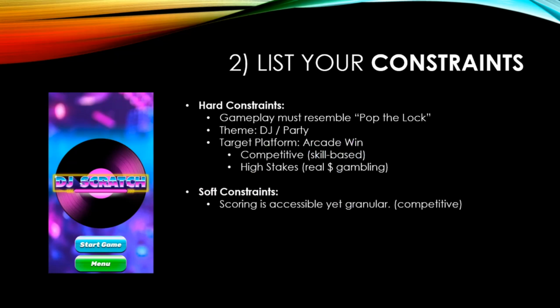Soft constraints. So I actually derive soft constraints from the fact that this is an Arcade Win app. And these are things that I thought were necessary to make this game fun in this context. Scoring should be accessible yet granular because it's competitive, right? You want the players to understand how scoring works, but also have some depth in there, some granularity, so that they can actually express themselves and improve over time. You always want to have a chance to win up to the very end because it stinks in any competitive context when the game is over right in the beginning, right? Whether it's sports or gambling or whatever, you want to have a chance all the way up to the end.